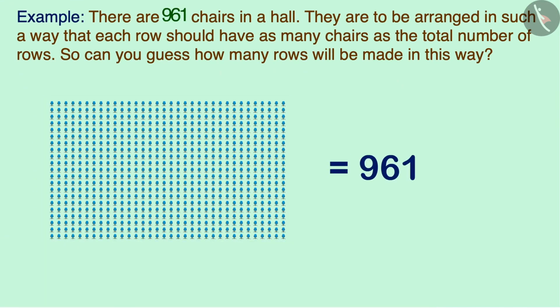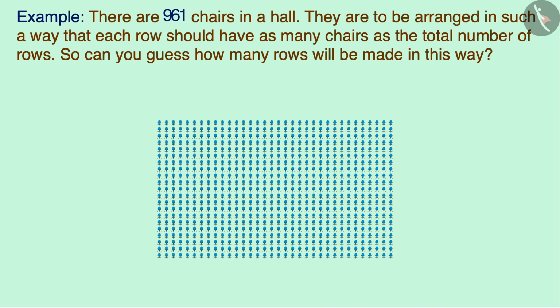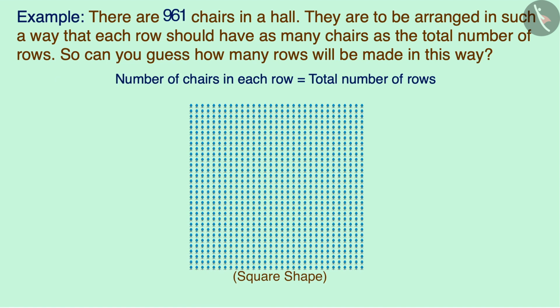There are 961 chairs in the hall. They are to be arranged in such a way that each row should have as many chairs as the total number of rows. So can you guess how many rows will be made in this way? Here, we have to arrange 961 chairs in such a way that each row has as many chairs as the total number of rows.